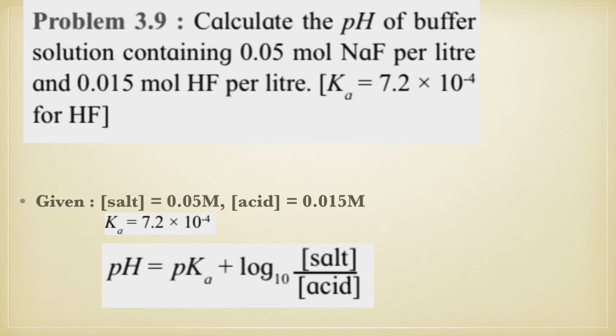So it is 0.015 molar. And what is given? The value of Ka is given to be 7.2 into 10 raised to minus 4. Now we know which formula we'll be using over here. So Henderson's formula we'll be using: pH is equal to pKa plus log to the base 10 of concentration of salt upon concentration of acid. The concentration of salt is given, acid is given.